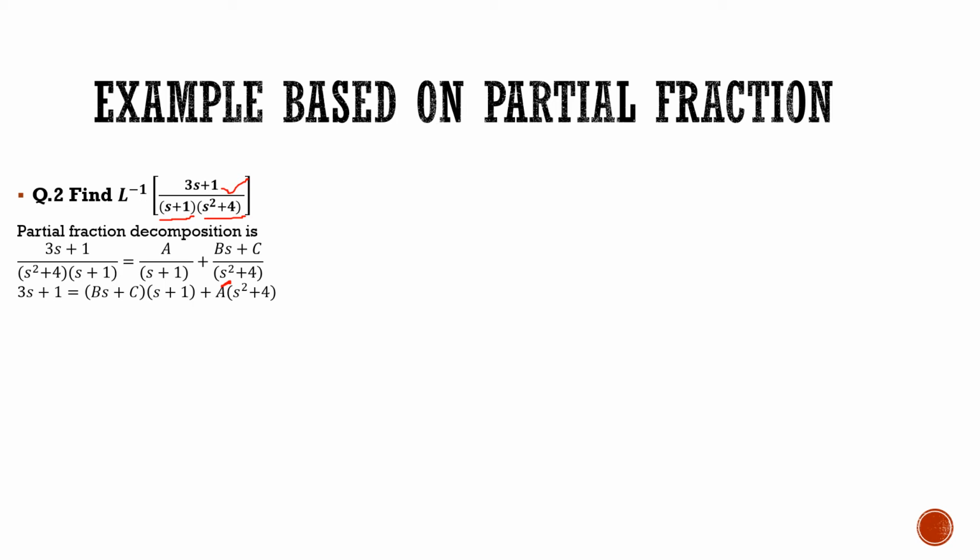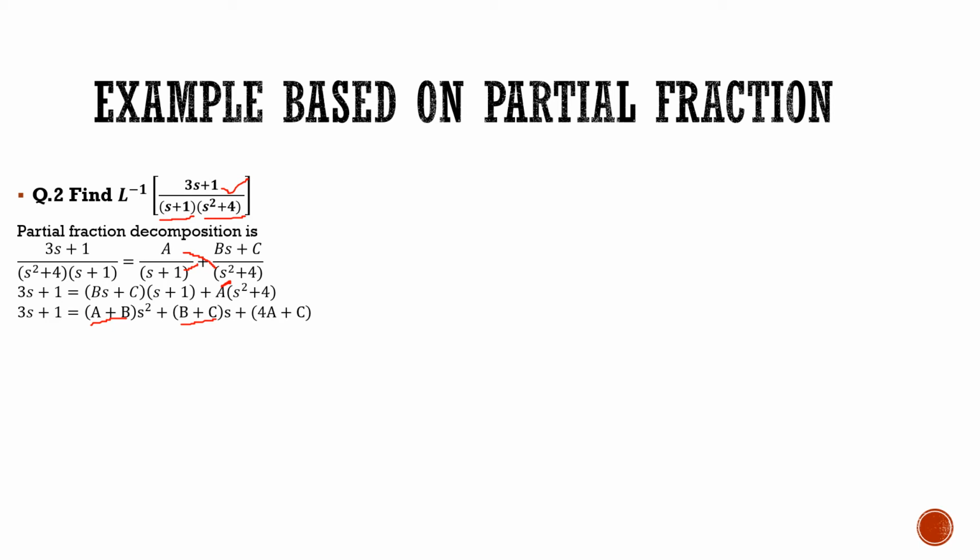Now we just have to cross multiply. So A is multiplied with s square plus 4 and Bs plus C is multiplied with s plus 1. Now we compare the terms of s square, the terms of s and the constant term on both sides. You can see the coefficient of s square on the left hand side is 0, but on the right hand side we have A plus B. Similarly, the coefficient of s is B plus C, and the constant term is 4A plus C.